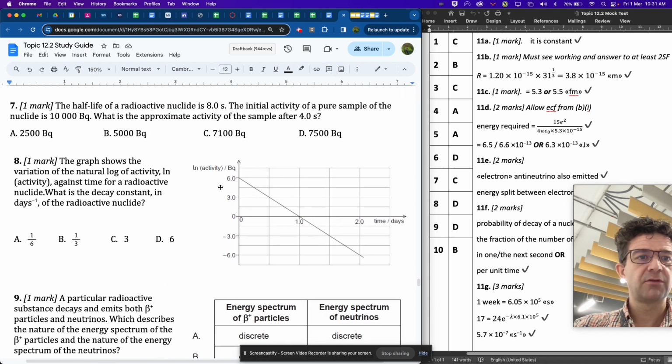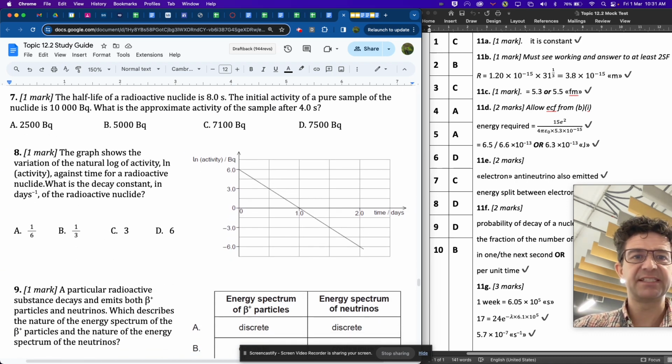Next one, we have the half-life is 8 seconds. The initial activity is 10,000 becquerel. What's the activity after 4 seconds? So 4 seconds would be less than a half-life. So we're definitely not going to cut this value in half yet. So we're looking at either C or D. The way we would do that is we would look at the number 1/2 raised to the 1/2, or the square root of 1/2, which is going to be 0.717. So it's going to be C.